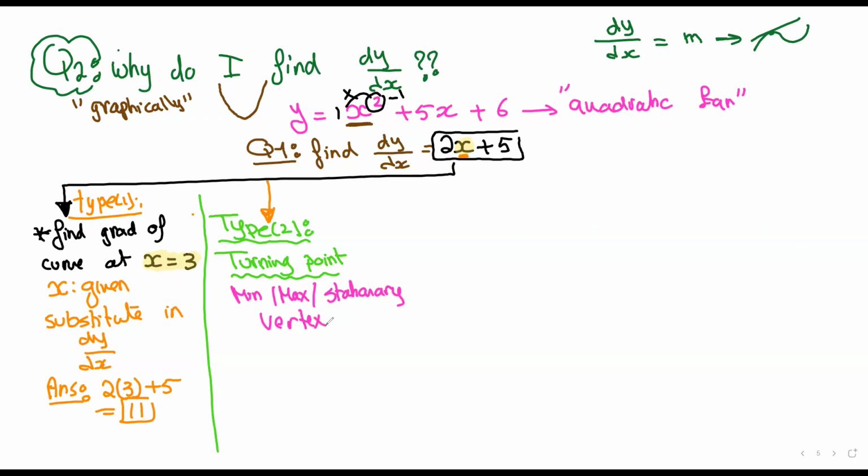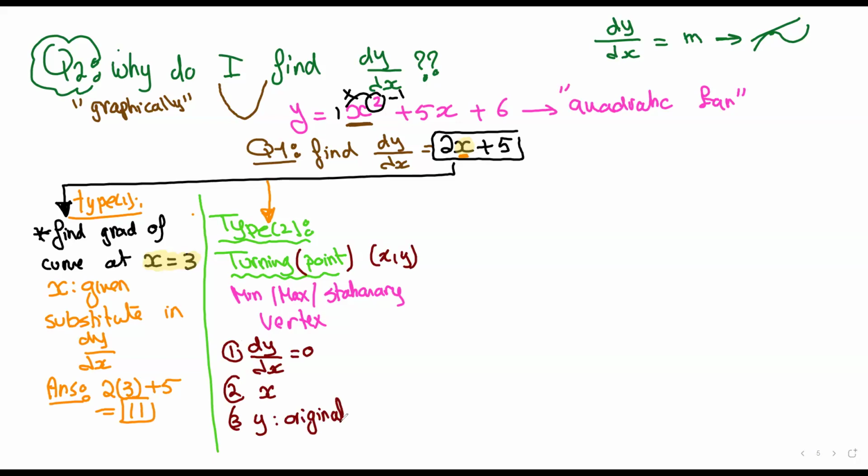3 steps, no third and no fourth. First, always and forever, the differentiation is equal to 0. And since it says turning point, meaning ordered pair x and y, you find the x and then you find the y by substitution in the original equation.